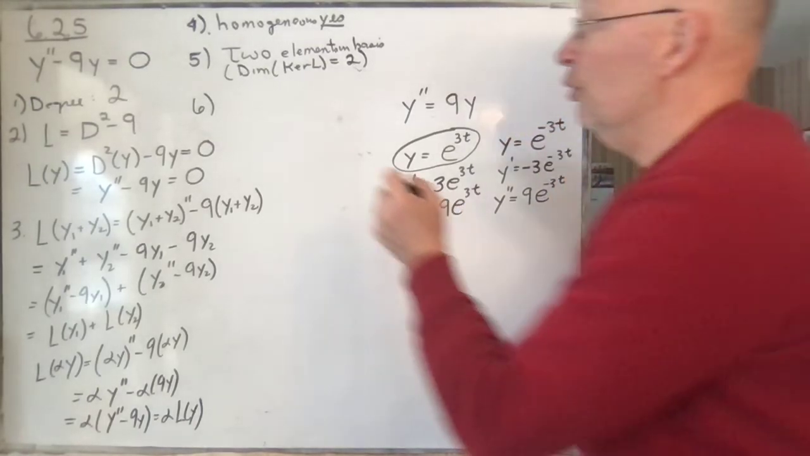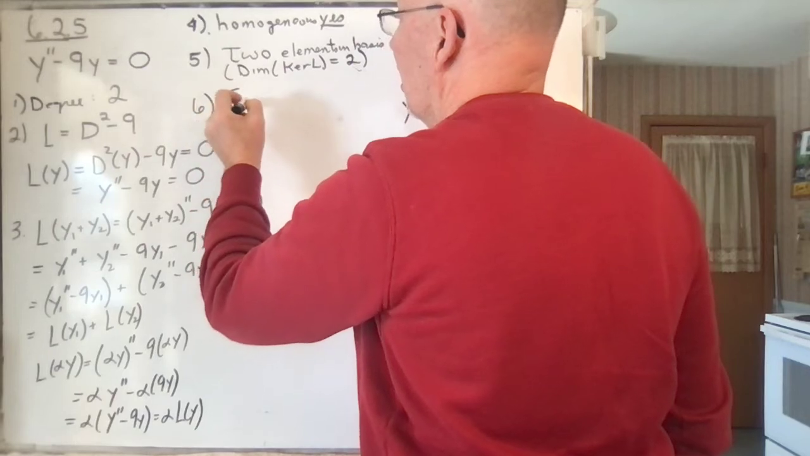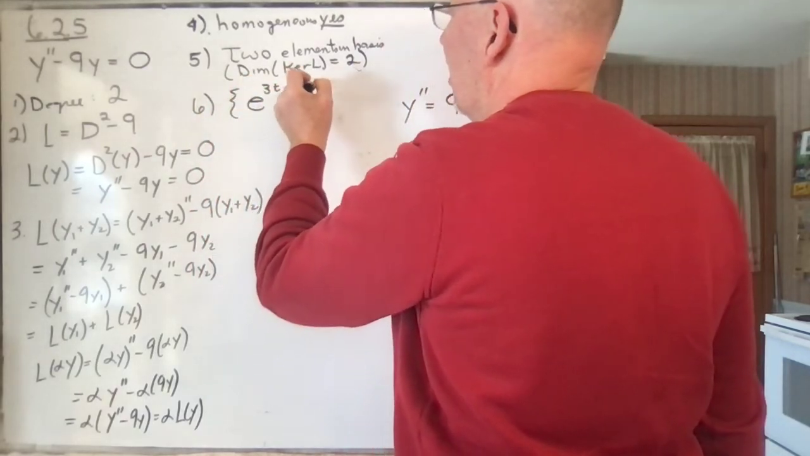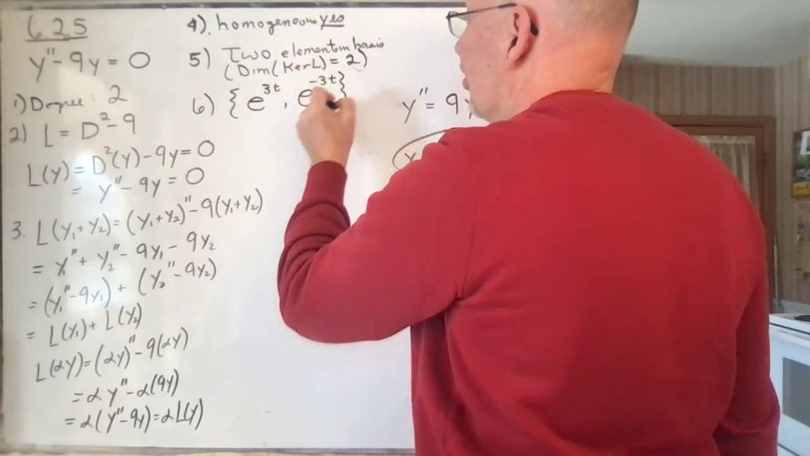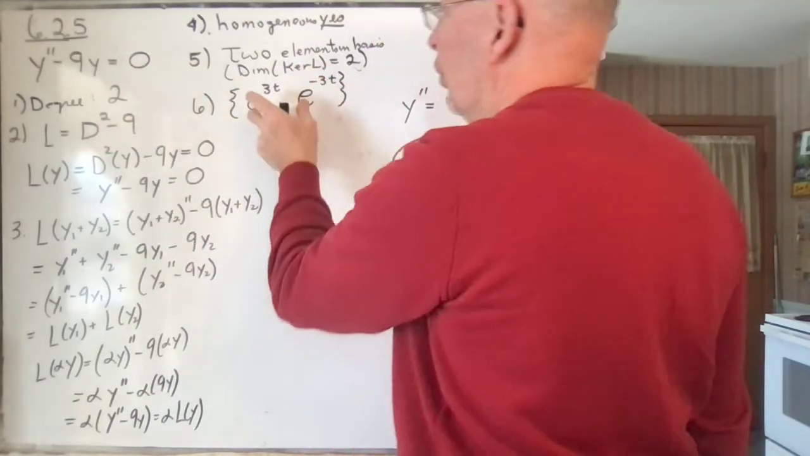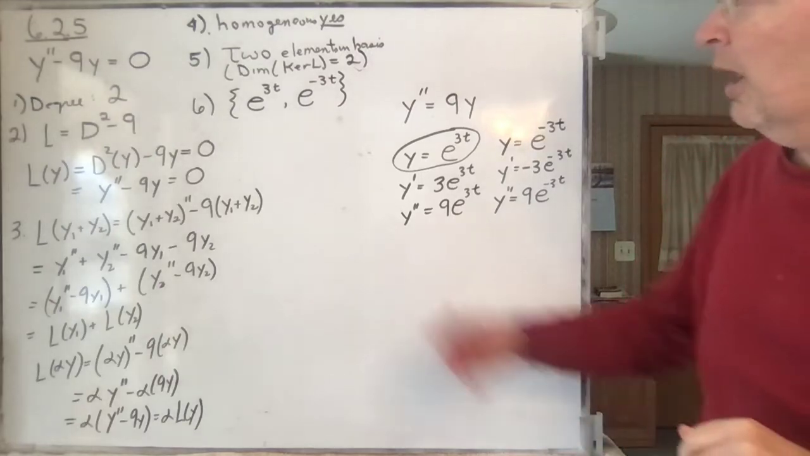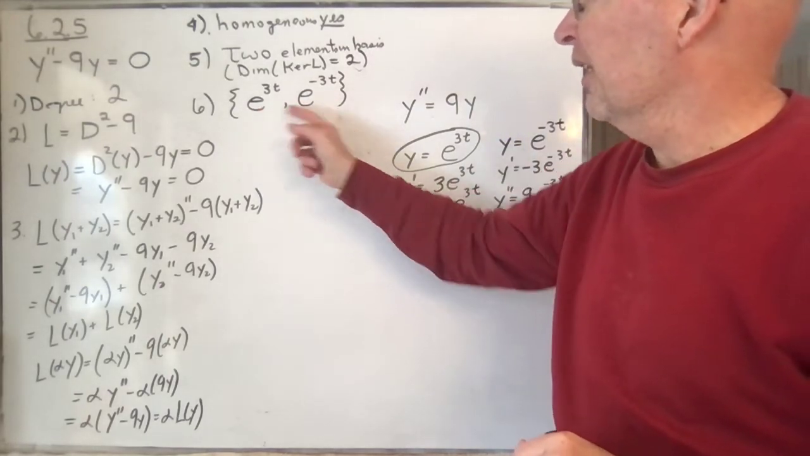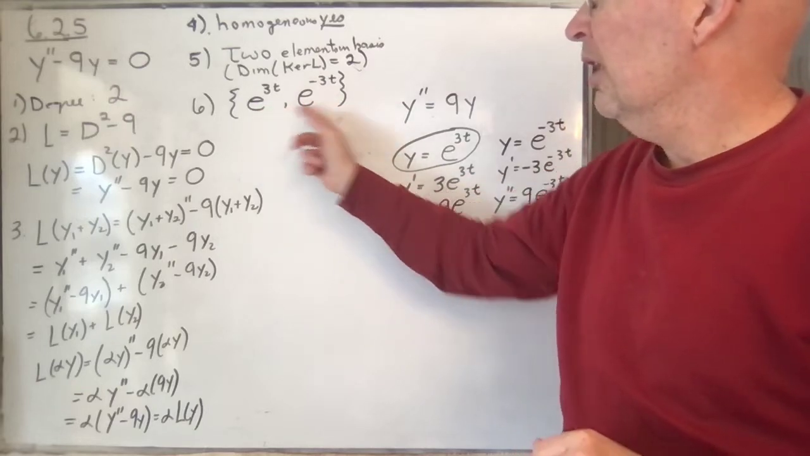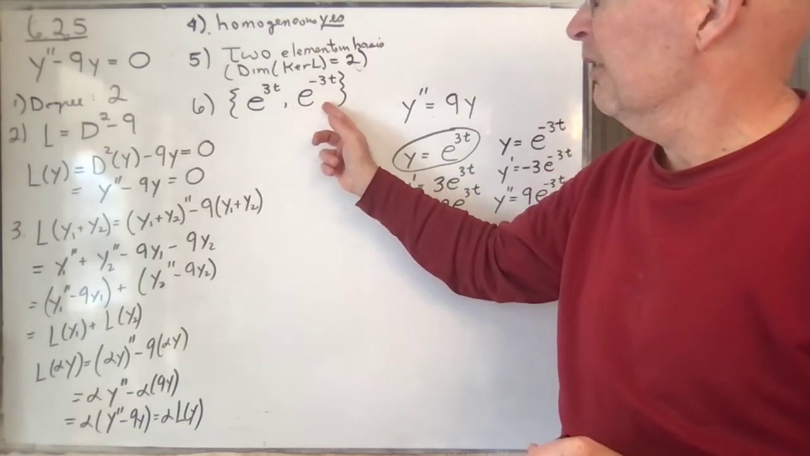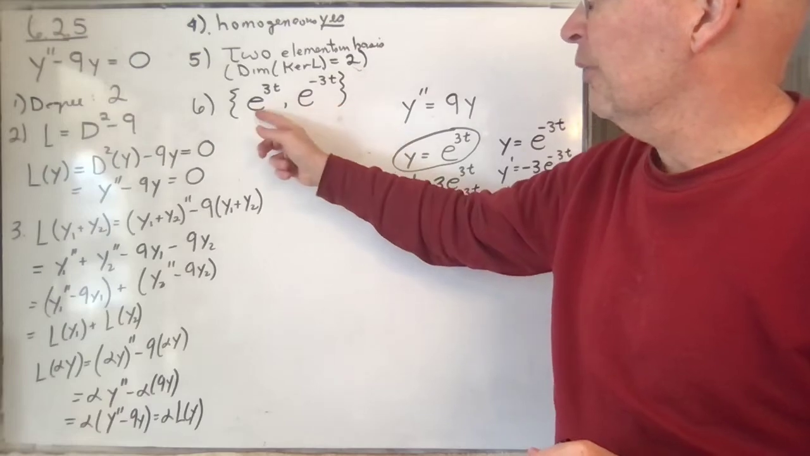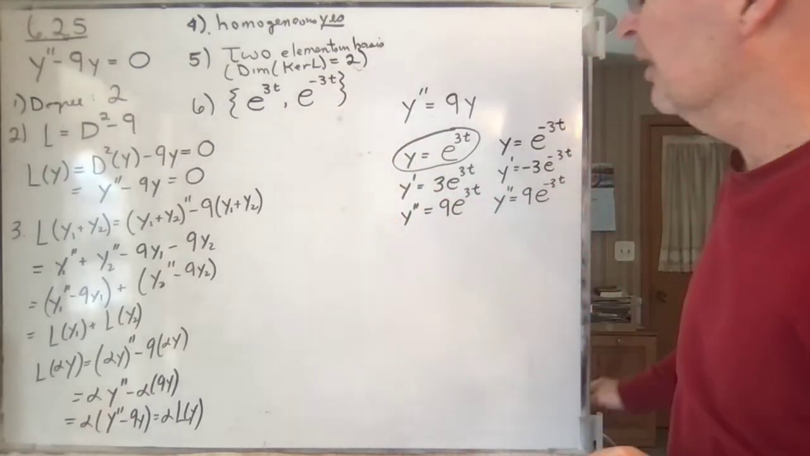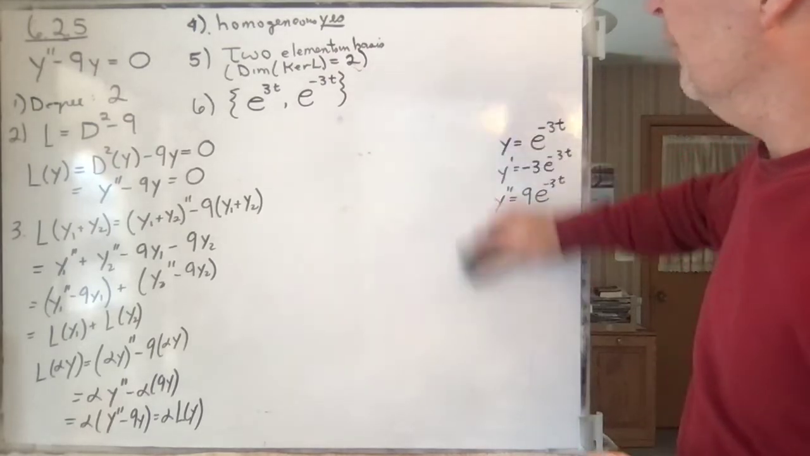So there are two solutions to the DE which are linearly independent. Why are they linearly independent? Because one is not a multiple of the other. If you only have two vectors, the only way they can be linearly dependent is if one of them is a multiple of the other. Otherwise, they are linearly independent. So you can't get one from the other.